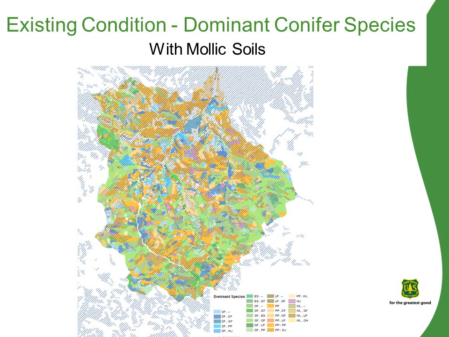lines. But there's also quite a bit of area where the dominant species is now grand fir, is green with the hash lines. These areas could be identified as needing treatment to improve resilience on the landscape by moving stands back towards the historic species composition, reducing the grand fir to increase the ponderosa pine.